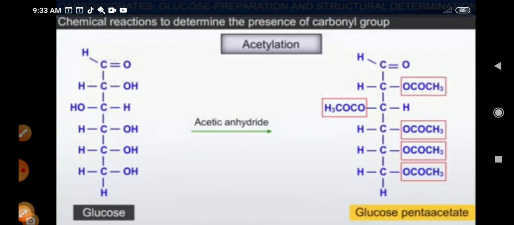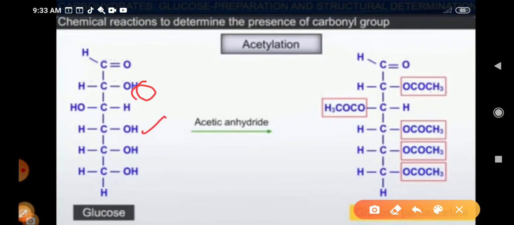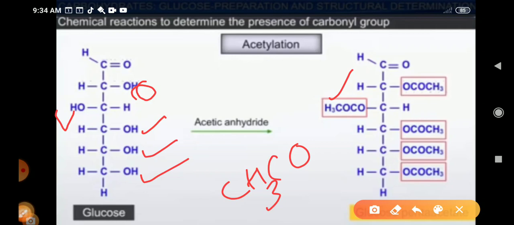Acetylation means the hydrogen of the alcoholic group. Here also, one hydrogen here, here, here. So in the structure, whichever alcoholic groups are there, the hydrogen of that alcoholic group is replaced by acetyl group, that is CH3CO group. You can check the structure here.